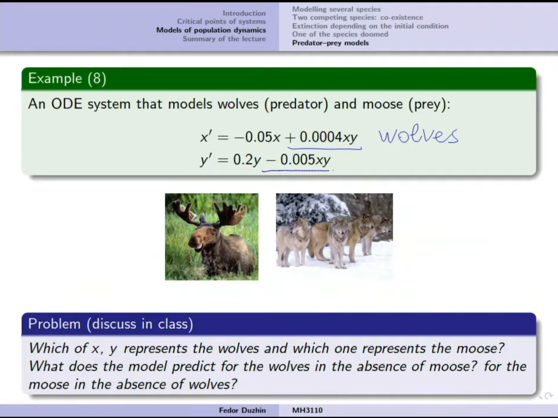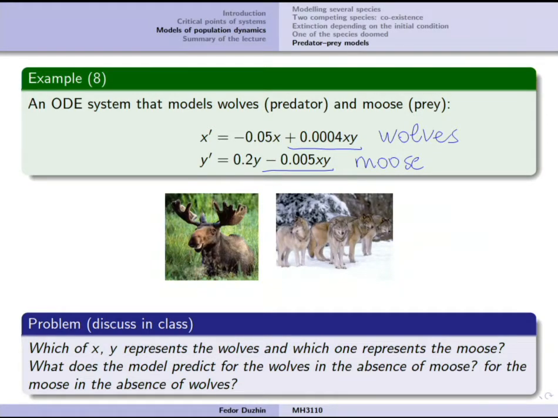And at the same time, the coefficient at xy in the equation for y prime is negative. It means that the presence of x is bad for y. It makes their population grow slower. So which means this has to be moose, because moose get eaten by wolves.